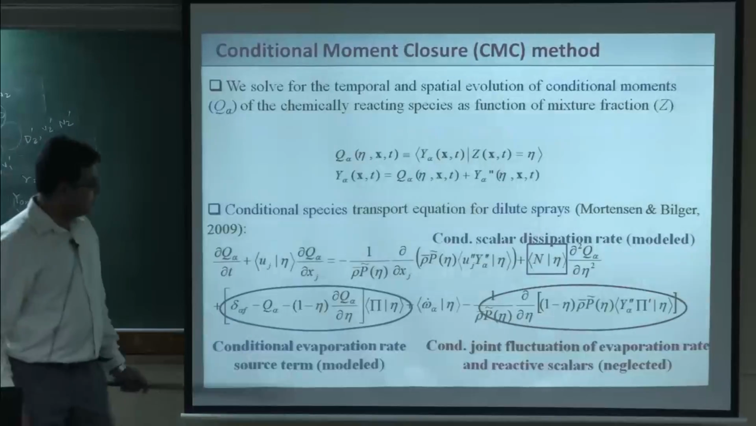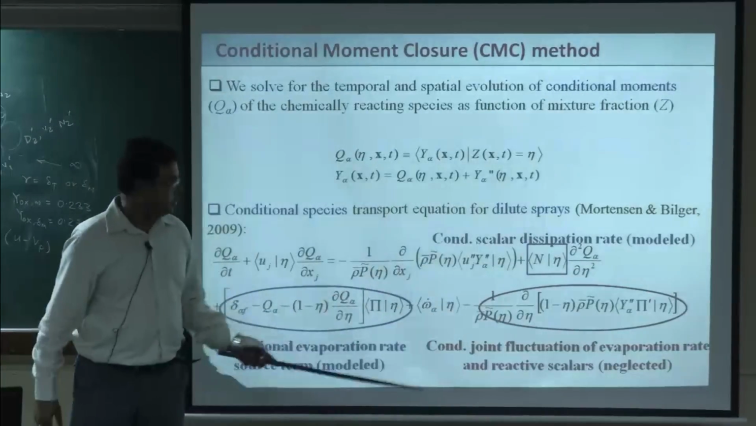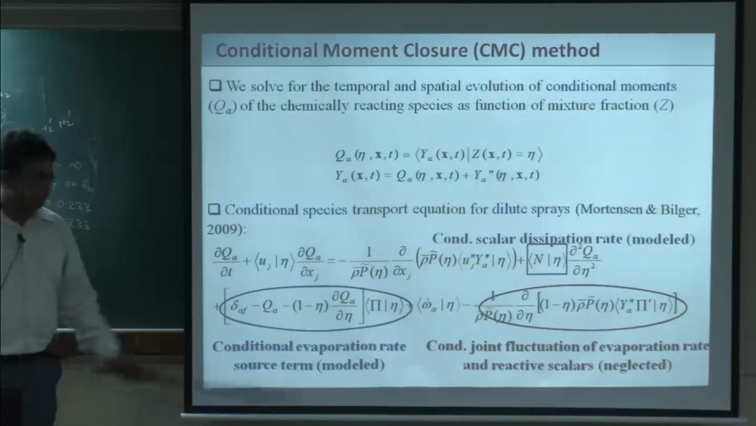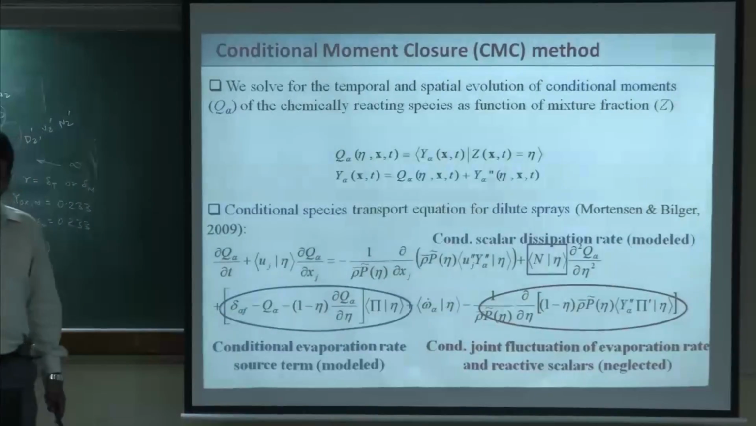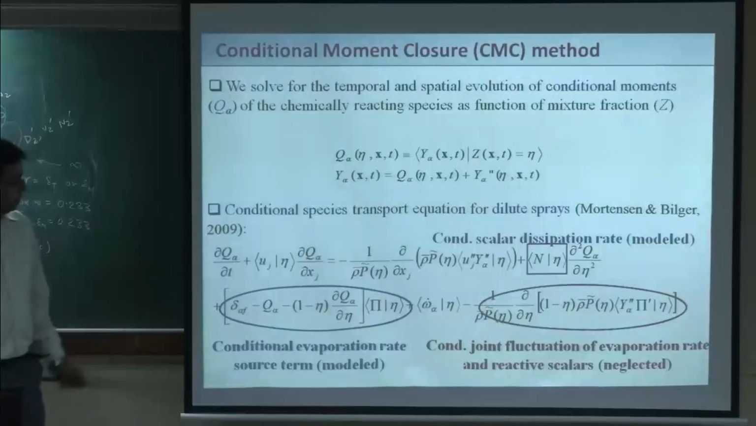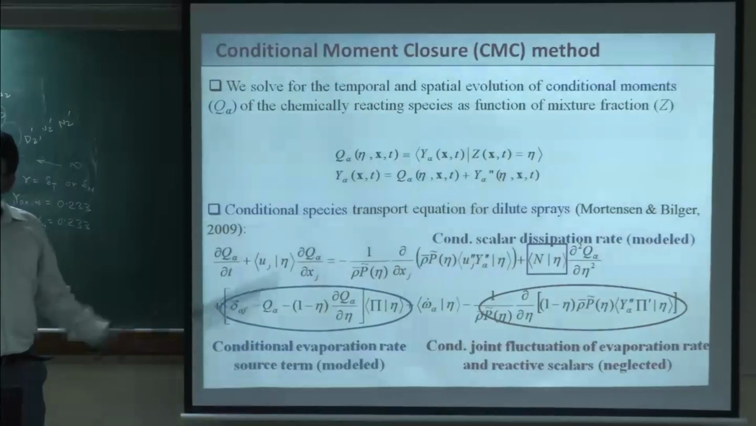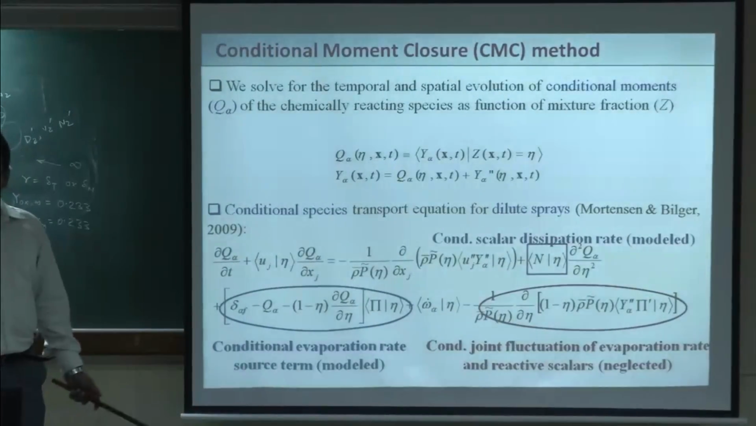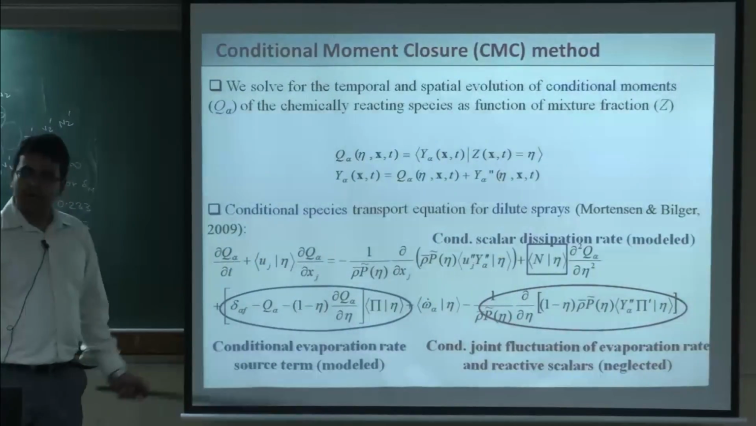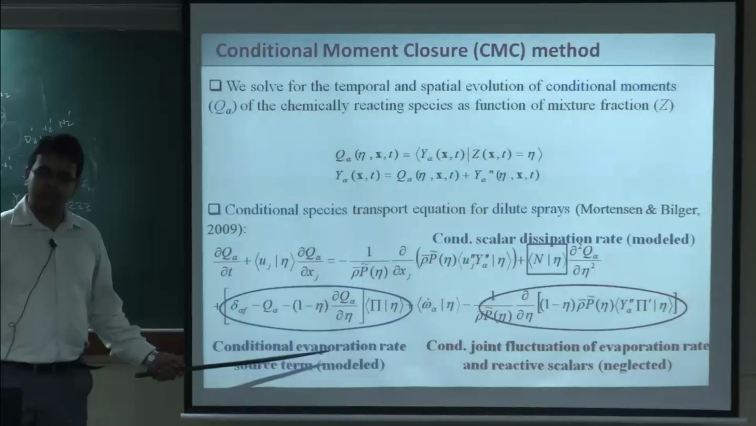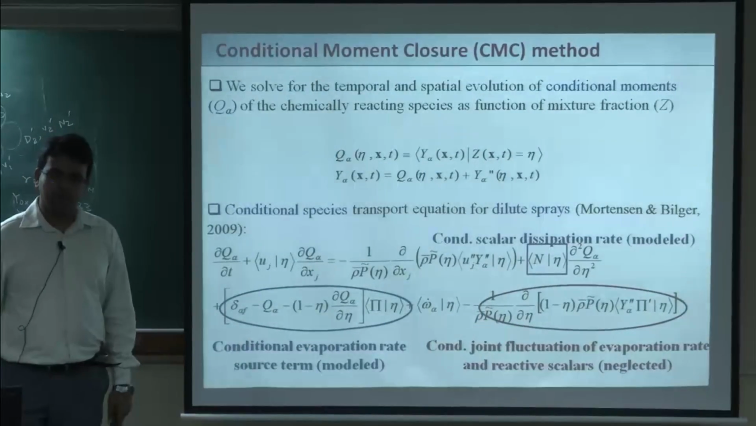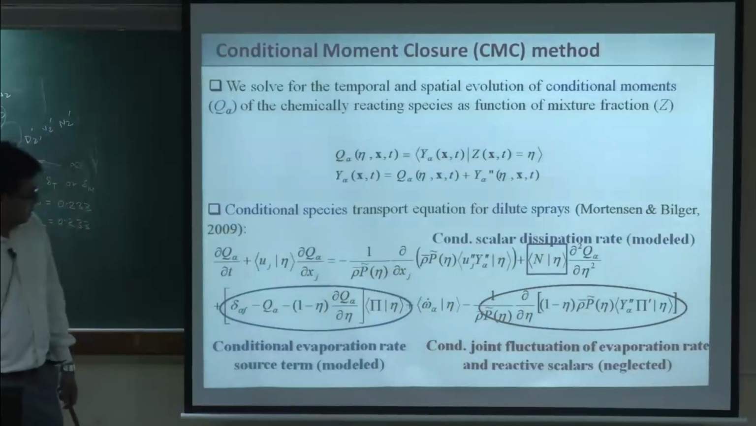So here you see that when there is a two-phase flow, we have the conditional evaporation rate source term, this pi of eta. There is a paper by Mortensen and Bilger in 2009. There the theoretical development of the CMC method for multiphase flows is done. I have used their framework, taken these equations from that paper, and incorporated them in my code.